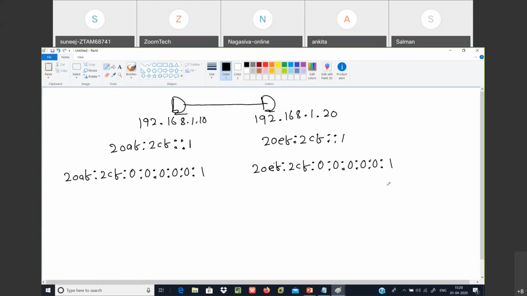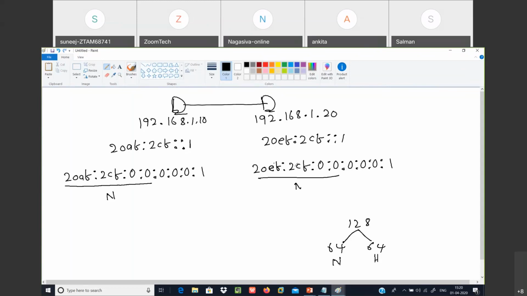So an IPv6 address is a 128-bit address. Out of the 128 bits, the first 64 bits and the second 64 bits are split: the first 64 bits indicate the network portion, and the second 64 bits indicate the host portion. Out of 8 quartets, the first 4 quartets indicate what, guys? The network portion. The first 4 quartets indicate the network portion.